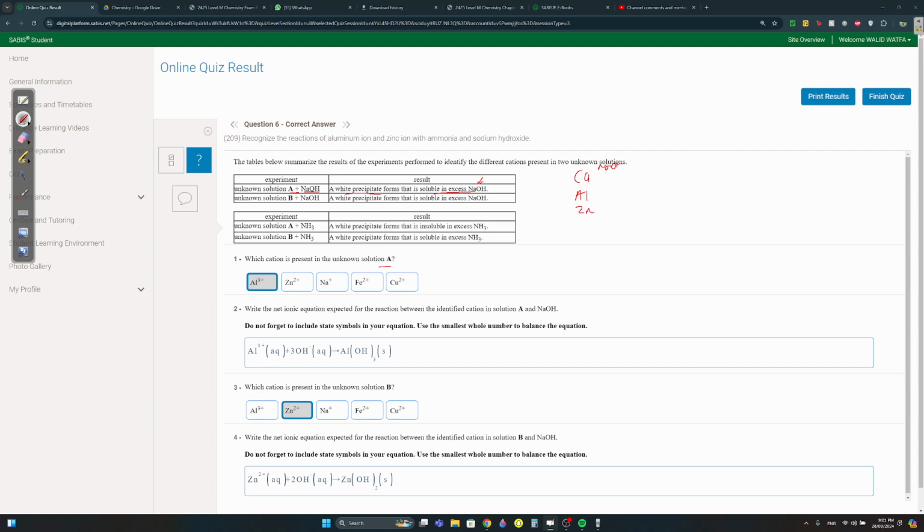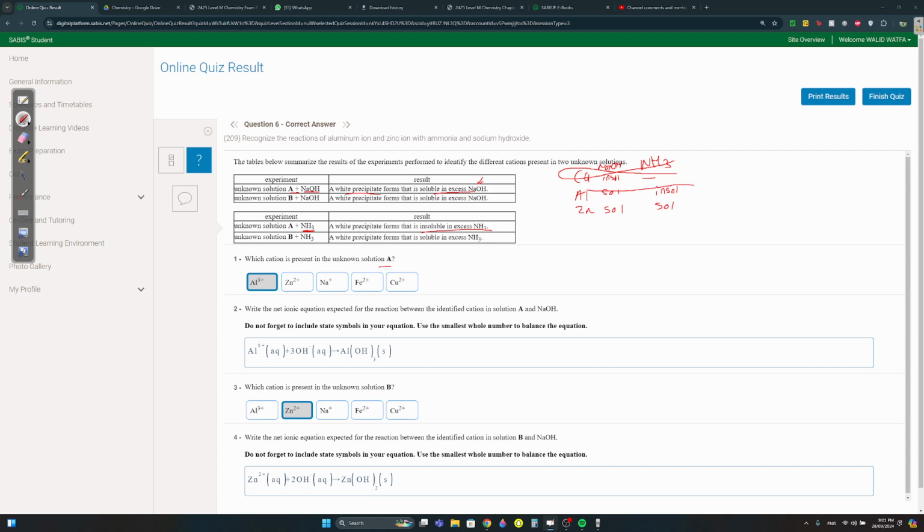NaOH, and here NH3: insoluble, soluble, insoluble, soluble, soluble. Okay, we said it's soluble in excess NaOH, so it's definitely not Ca, because Ca is insoluble. Then what did they say? They said when they added NH3, it's insoluble in NH3.